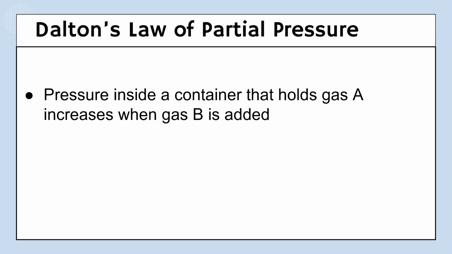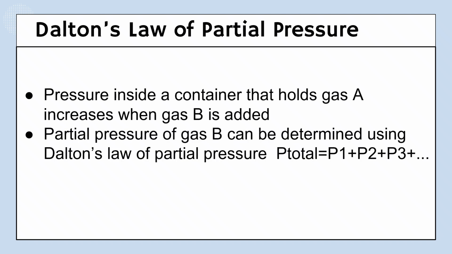The pressure inside a container that holds a gas increases when gas B is added. The partial pressure of gas B can be determined by once again using Dalton's law of partial pressure: P total equals P1 plus P2, P3, and so forth.